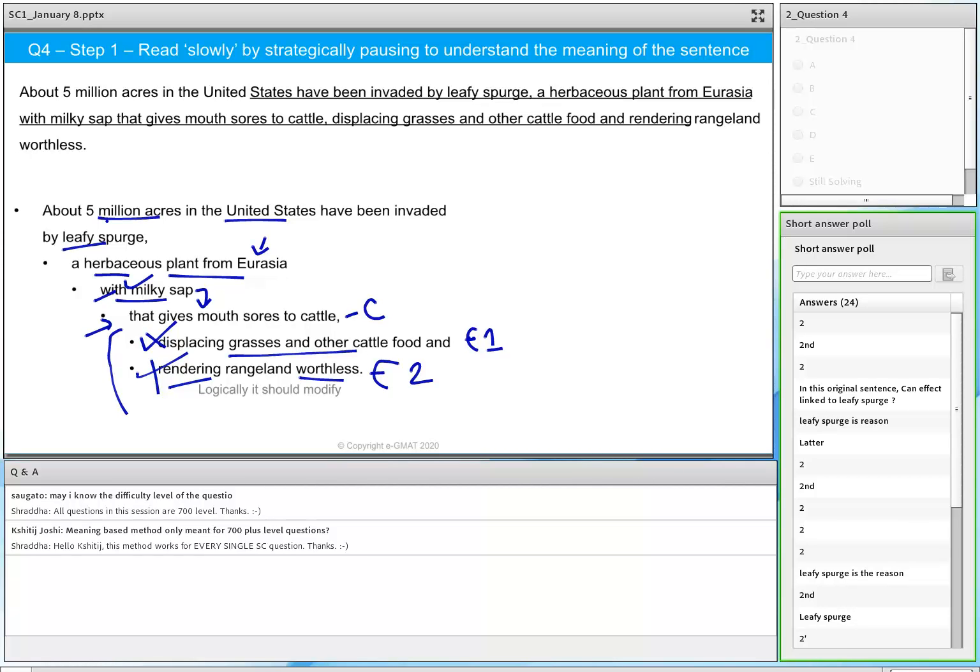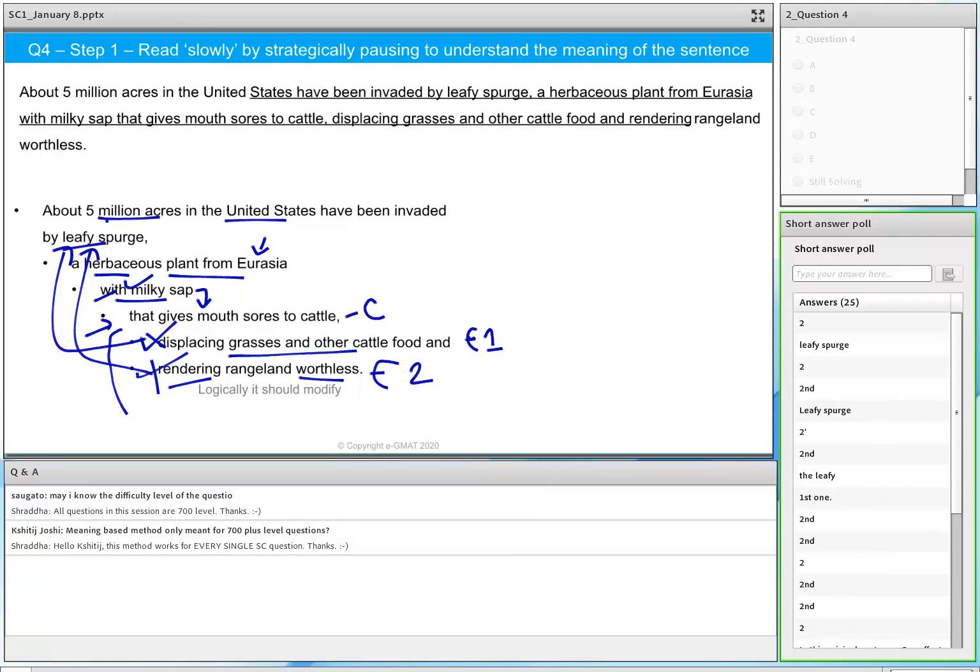Right? So we understand that both these actions must be somehow connected to leafy spurge to make the sentence logical. Because leafy spurge displaces grasses and other cattle food. Replace, right? You need to have similar entities to replace something. You can replace a pen with a pencil to write on a piece of paper. So if you're saying that cattle food is getting replaced, it is replaced by another vegetation. And that vegetation is leafy spurge, and we know that this vegetation does not agree with the cattle because they get mouth sore. Because leafy spurge displaces grasses and other cattle food, the effect of that action is that the grazing grounds become useless, because now the cattle will not go and eat leafy spurge from those grazing grounds.